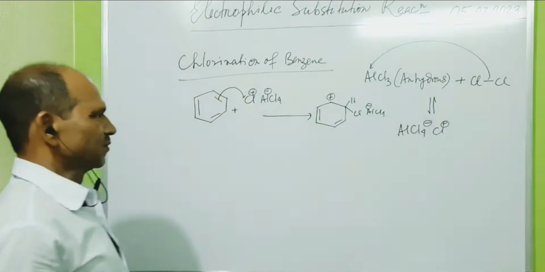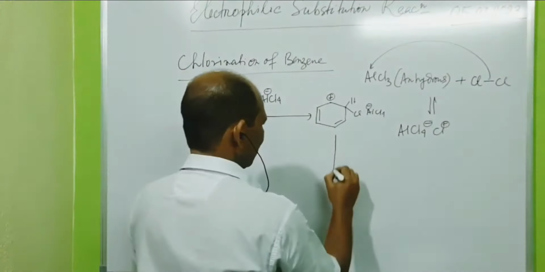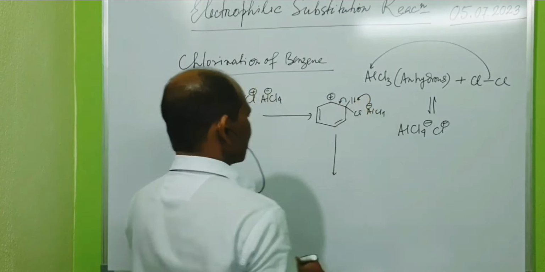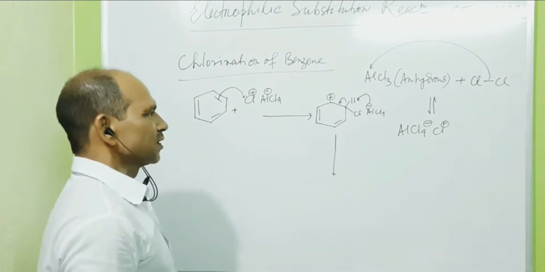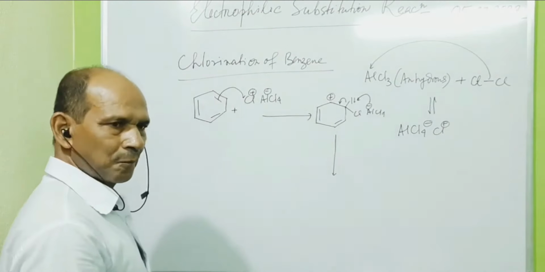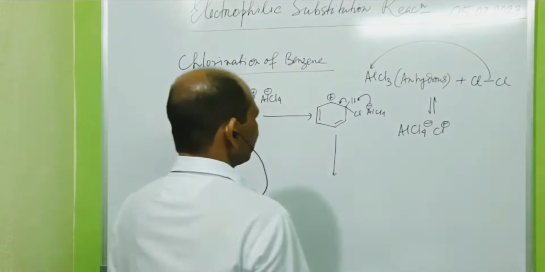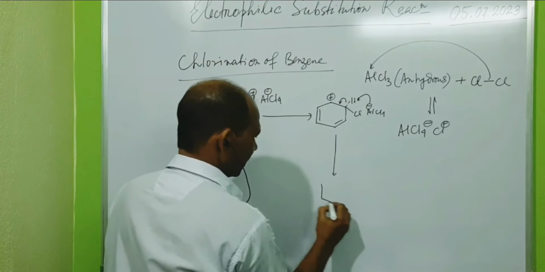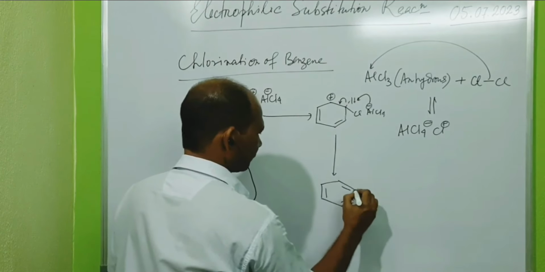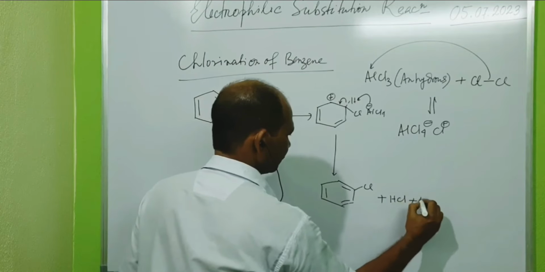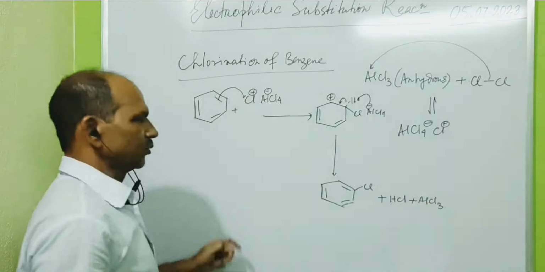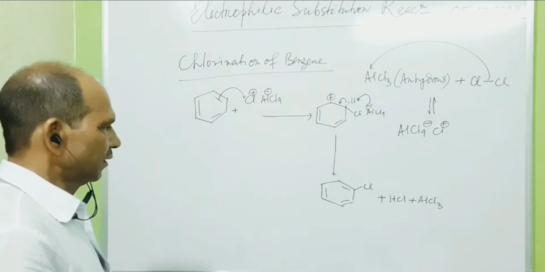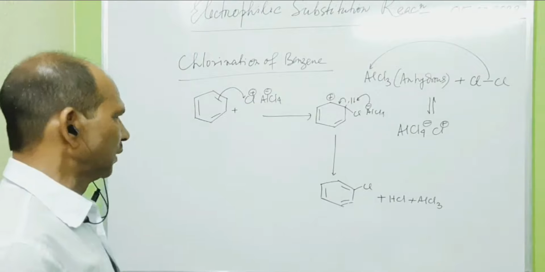This is the intermediate. The base takes up a proton, and this one comes to here. That leads to the product, and another aluminum chloride will come back. And there will be another product, HCl. And the main product is chlorobenzene.